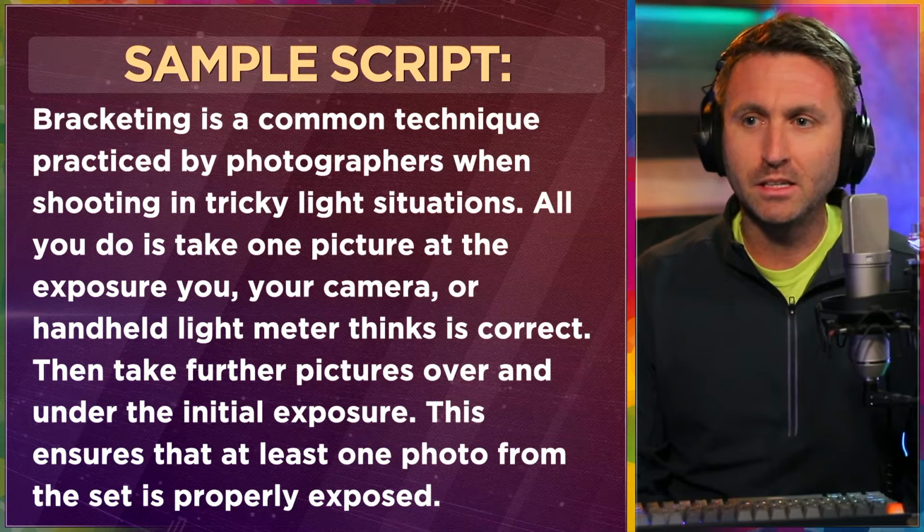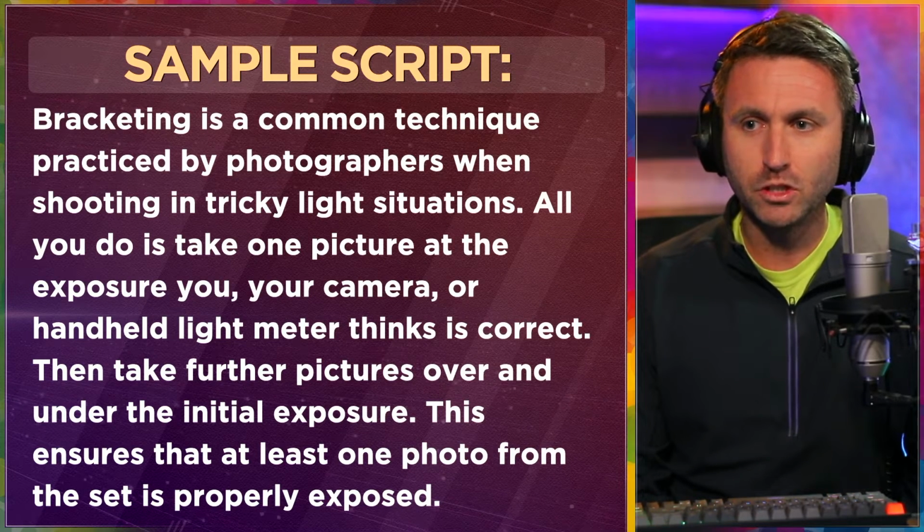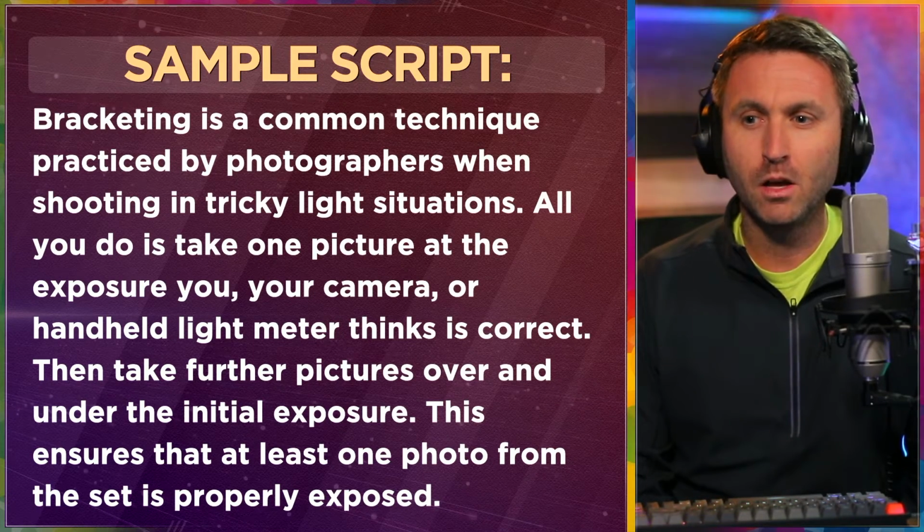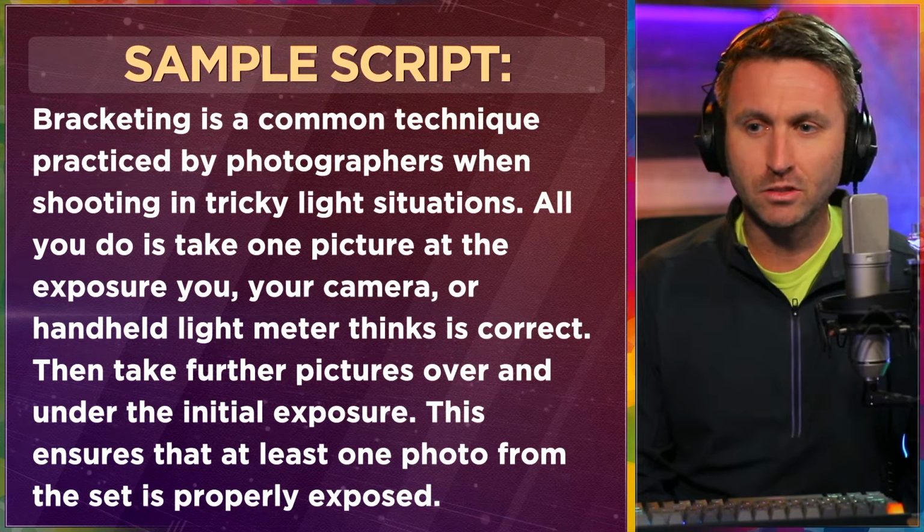Bracketing is a common technique practiced by photographers when shooting in tricky light situations. All you do is take one picture at the exposure you, your camera, or your handheld light meter thinks is correct. Then take further pictures over and under the initial exposure. This ensures that at least one photo from the set is properly exposed.